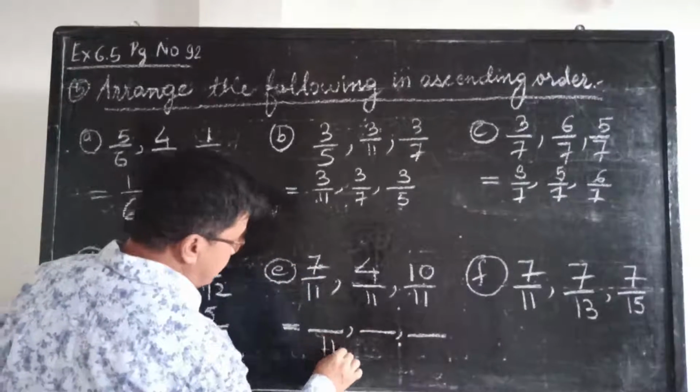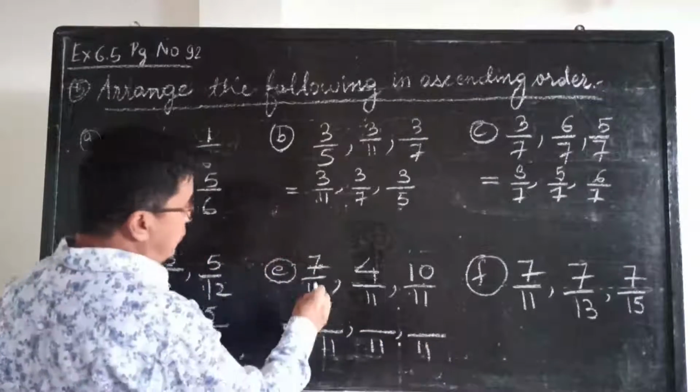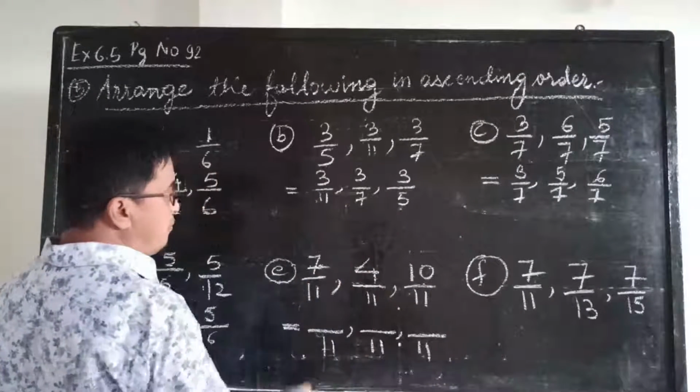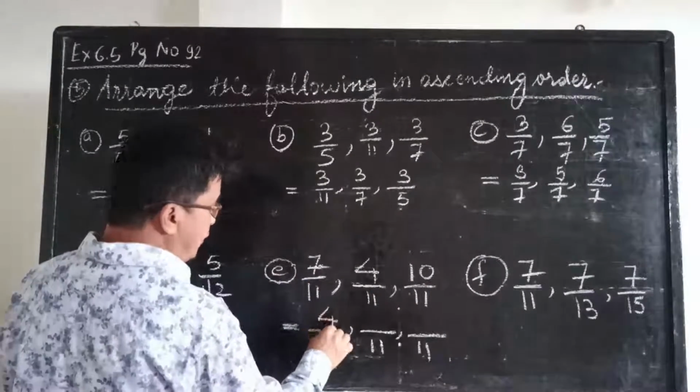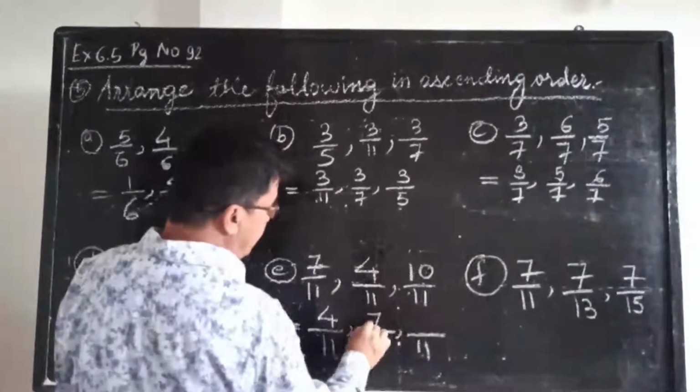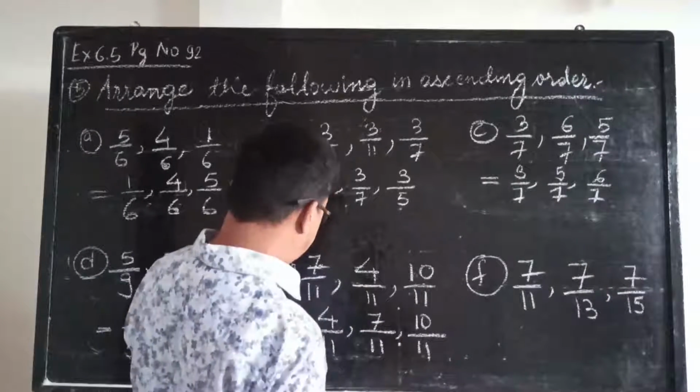Denominators are the same: 11, 11, 11. Now 7, 4 and 10. Which is smallest? 4. Then 7 and 10, which is smaller? 7, and the last one is 10.